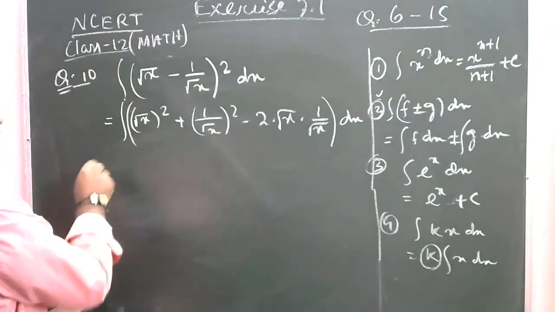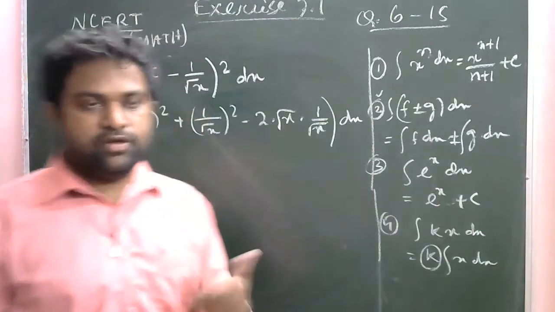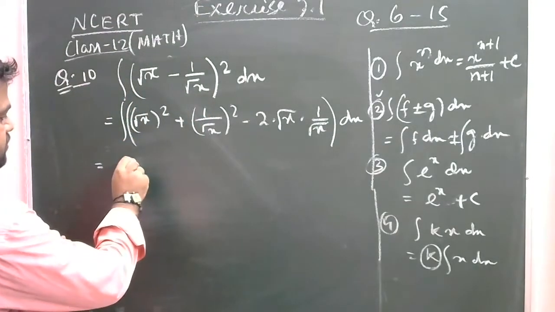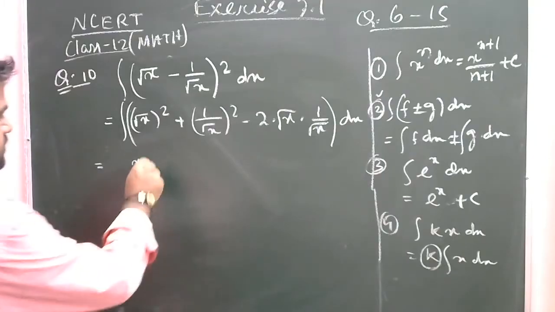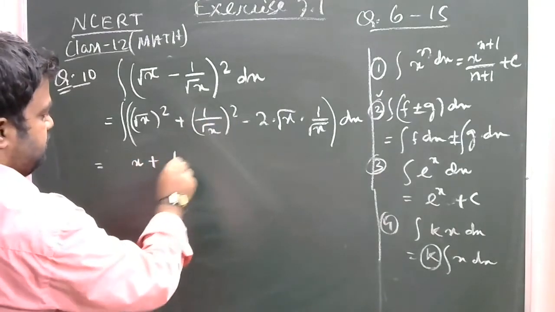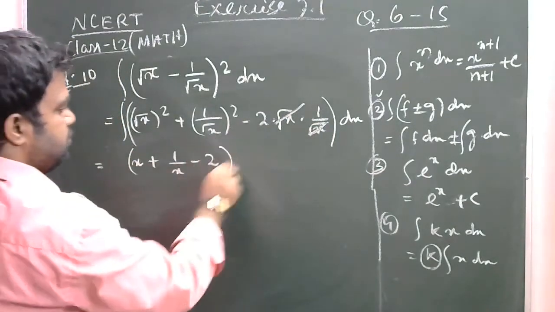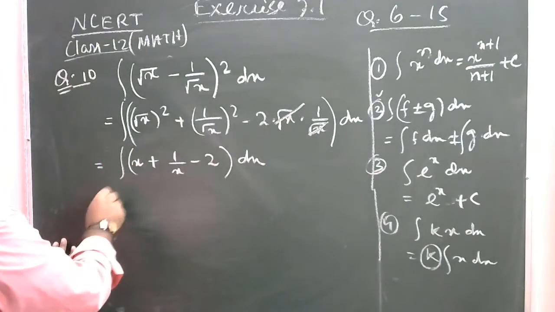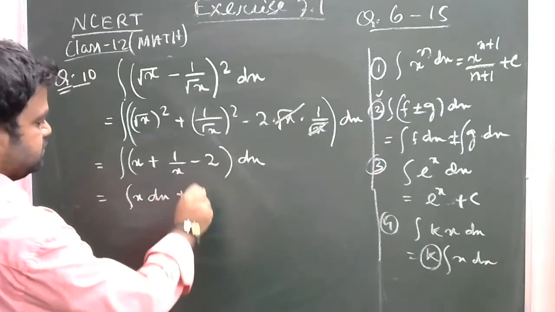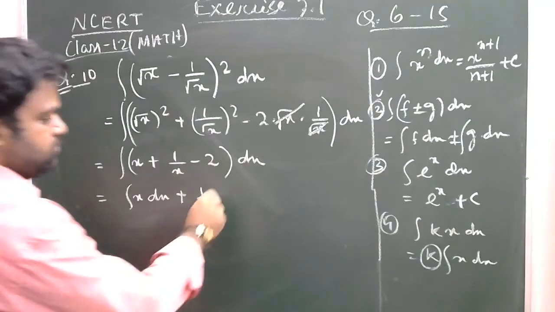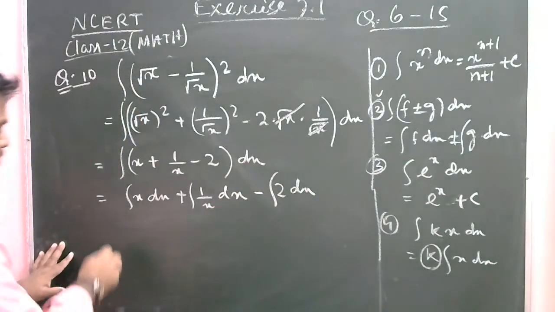integration. Now root x whole square is x, the square of root x. Plus 1 upon root x square is 1 upon x. So the root x cancels, minus 2. Now this looks simple. So integration of x dx plus integration of 1 upon x dx, and minus, I will write it separately, 2 dx integration.